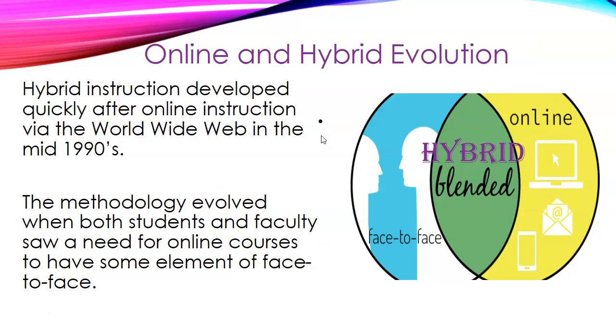So let's take a look at how this evolution happened. Hybrid instruction developed quickly after online instruction via the World Wide Web in the mid-1990s. Again, with online instruction being a very favorable pathway for non-traditional students, students still realized that they would like the interaction with their professor, with their instructor, or with their teacher. So the need for a hybrid or blended format became very urgent.